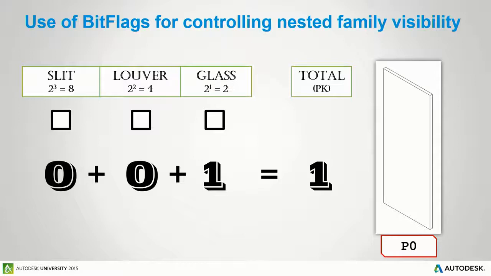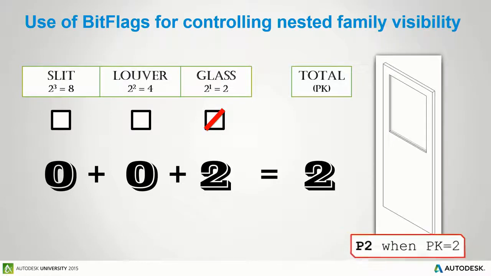If we put a glass into our panel like this, so here are our parameters, powers of 2, and here are the checkboxes that indicate our yes/no parameters there. So when we check that glass, the number in the sum will change, making a total of 2 assigned to our parameter pk here.